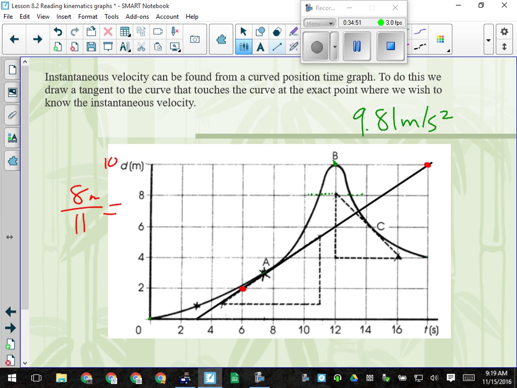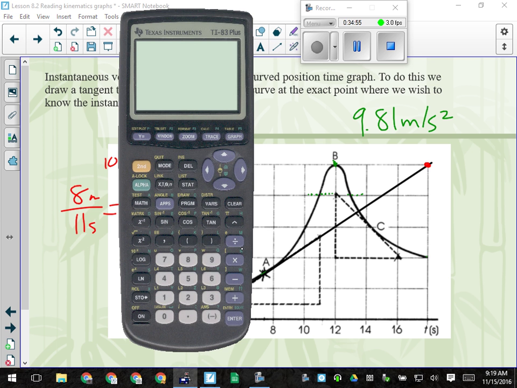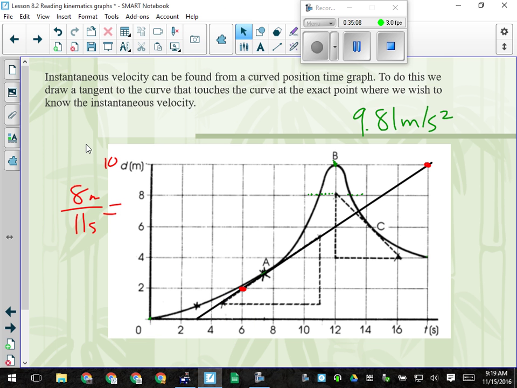Okay, so 8 over 11. I don't know why this calculator needs to turn off for battery saving because it doesn't have a battery. But anyway, okay, 0.73 meters per second would be the instantaneous velocity, positive 0.73 meters per second at that point. Okay, everybody with me there?